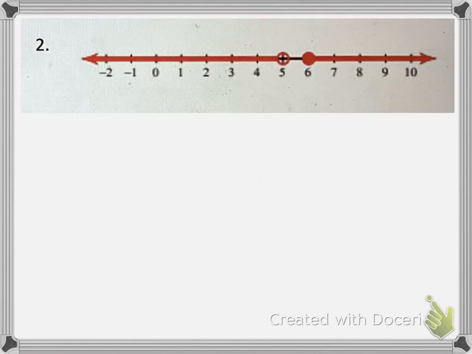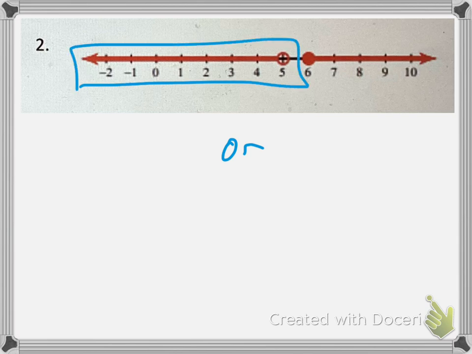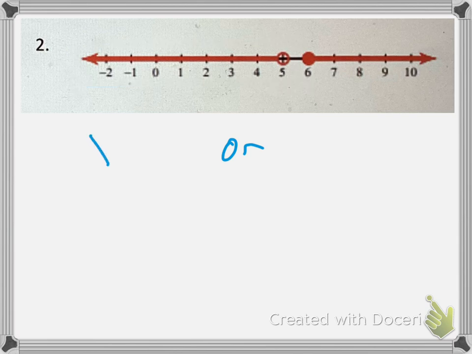Okay, let's take a look at number 2. Look here. See this empty space in here? That means it's going to be an or statement. So I'm just going to go ahead and put or. Now I'm going to write this statement over here, which means x is less than 5. That's what this here is saying.